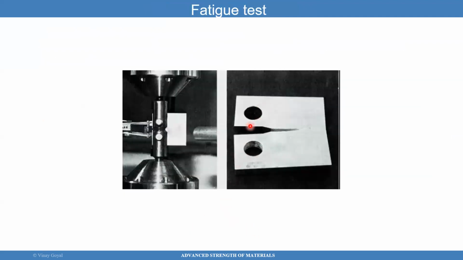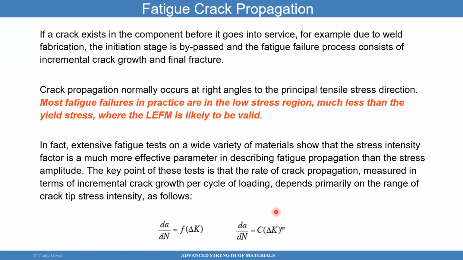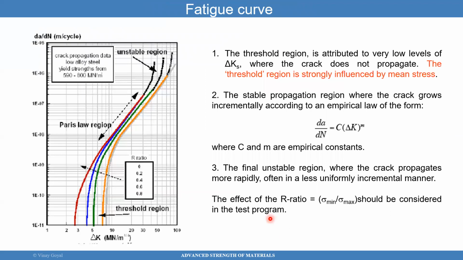You can perform this test cyclically to then measure the values of C and m. And when you do the testing, you get a curve that looks like this. You have da/dN on the y-axis, you have delta K on the x-axis, and this was done for different R ratios. What that R ratio means is the minimum stress intensity factor divided by the maximum stress intensity factor. This zone that's linear is called the Paris law region.